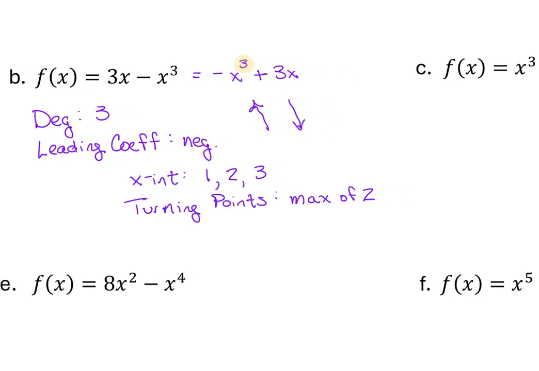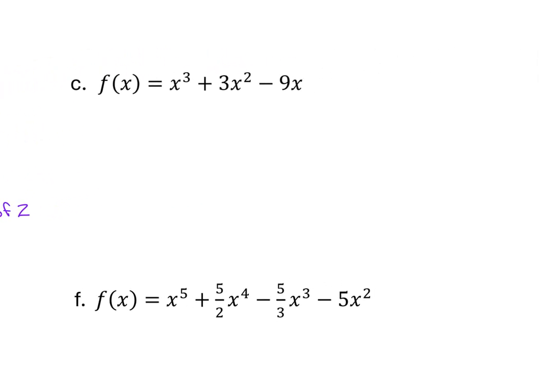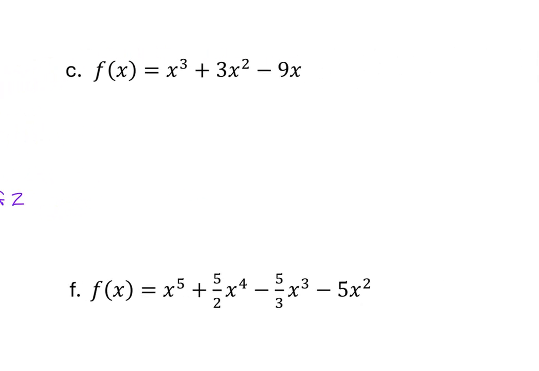All right, let's come to example C. We have a cubic. It's in the correct order. And so my degree is going to be 3. My leading coefficient is positive. And so what these two things tell me is that we are going to go down on the left and up on the right.